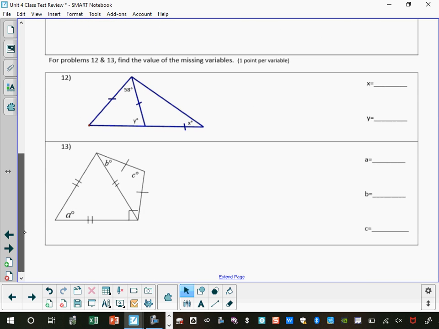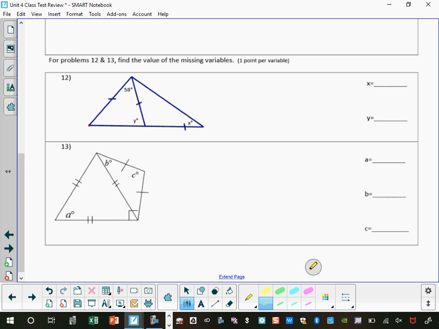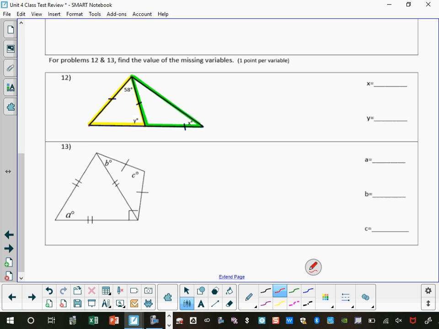All right, look at 12 and 13. These also require some higher level thinking, but it's not too difficult that we can't do it. Okay, look at the yellow triangle first. Do you guys see that I have two congruent sides there? Right? So that means I also have two congruent angles.